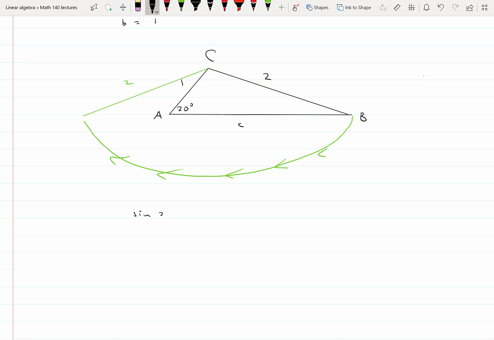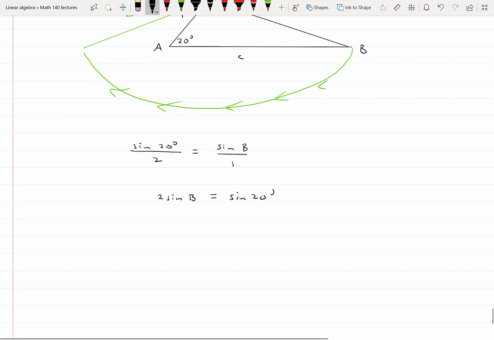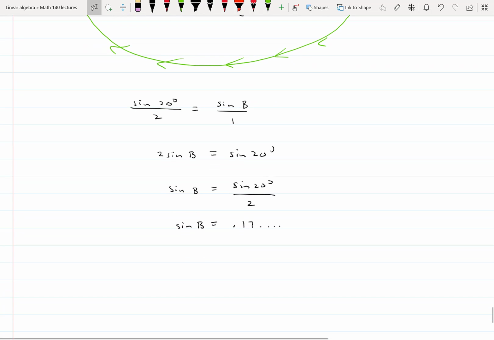So we have, just as before, the sine of 20 over 2 equals the sine of B over 1. Cross multiply, so you get 2 times the sine of B equals the sine of 20. Divide both sides by 2. The sine of B equals the sine of 20 divided by 2. If you compute that, the sine of 20 divided by 2 is like 0.17, and it goes on as a decimal.